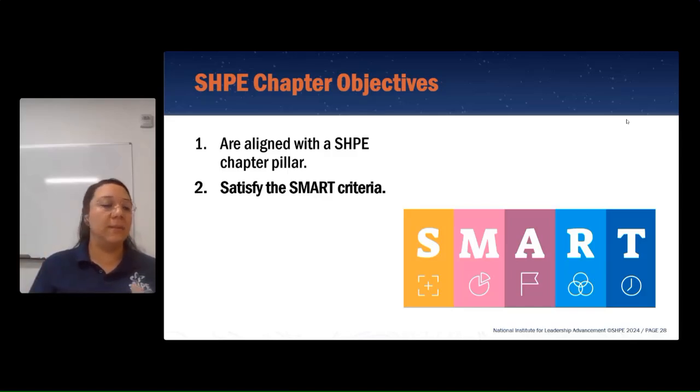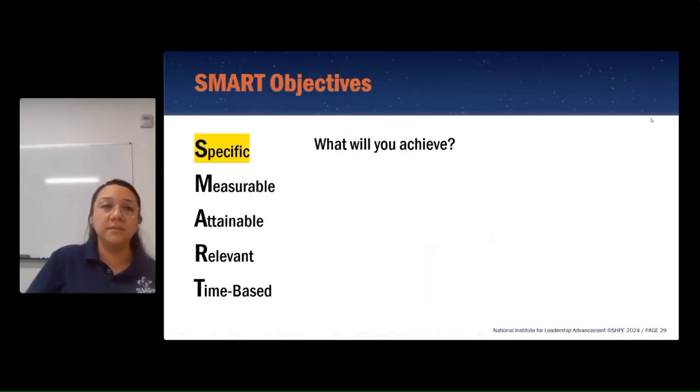So let's discuss a little bit more about how to apply the SMART method when planning your year events. Starting with S, specific. So when you're trying to figure out what your objective is, try to be very specific about what it is that you're trying to achieve with this objective, okay?